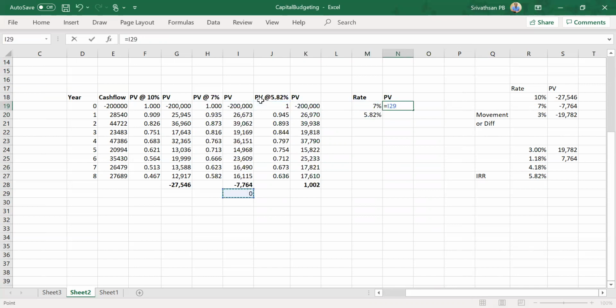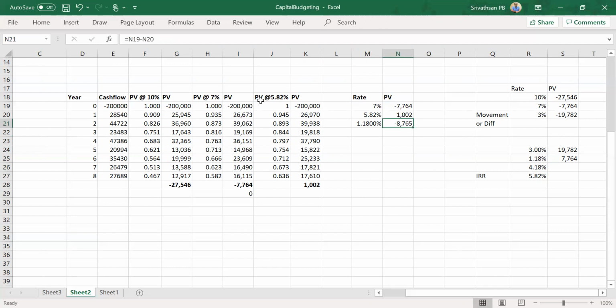So at 7% it was a negative NPV of 7,764. At 5.82% it becomes a positive NPV of 1,000. Now, for a movement of 1.18%, our NPV moved by a total of 8,765 rupees. Remember, it was a negative 7,764 which came all the way down to 0, then became a positive 1,002.